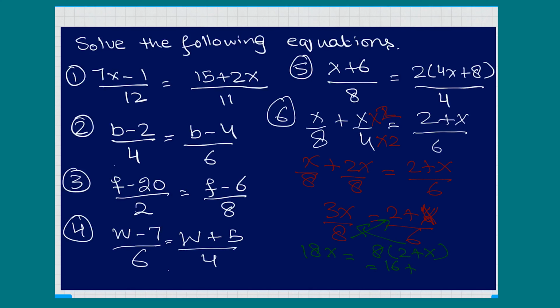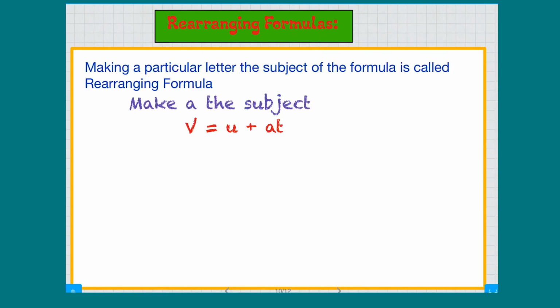Next, this is one of the most important topics in maths and physics and chemistry as well: rearranging formulas. All we've got to do is apply all the rules and all the steps which I've told you in equation sums. You've got to apply all those methods in rearranging a formula. What is rearranging? Making a particular letter the subject of the formula is called rearranging the formula. Let's say in this one, we need to make A the subject of the formula, like A should be equal to all the remaining terms.